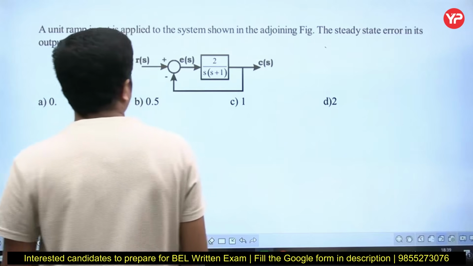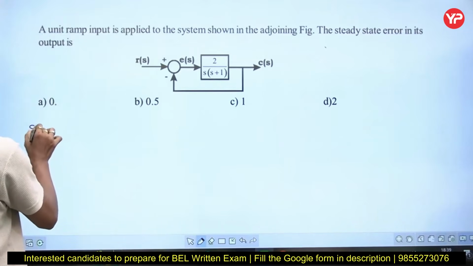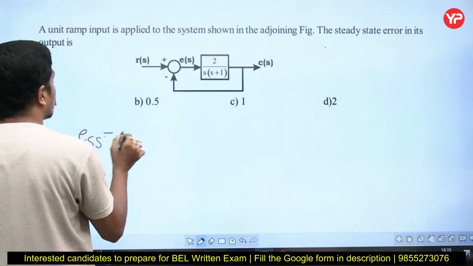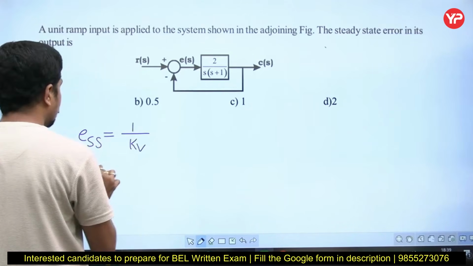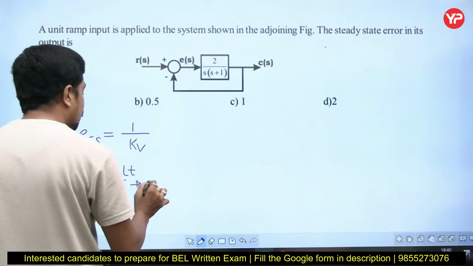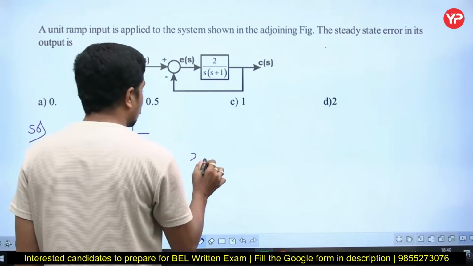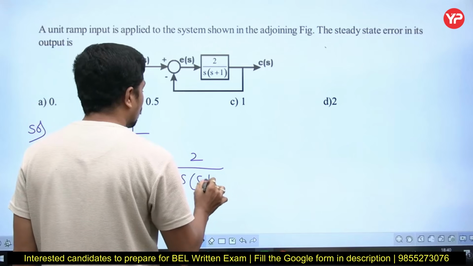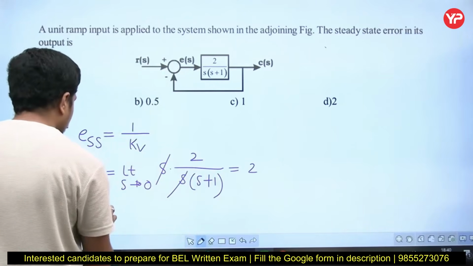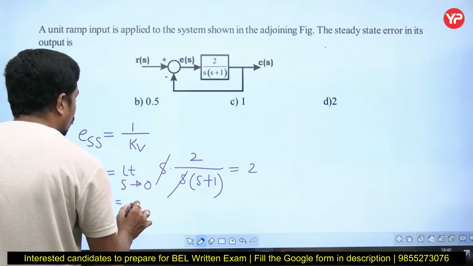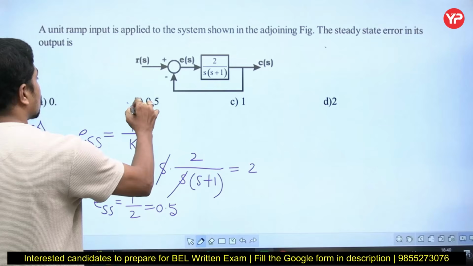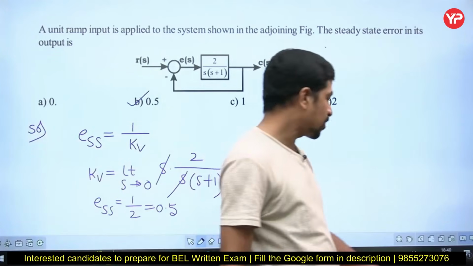A unit ramp input is applied. Then he's asking about steady state error. What is the steady state error formula? ESS is equal to 1 by Kv. What is Kv? Kv is equal to limit s tends to 0 of s into G(s)H(s). What is your G(s)H(s)? 2 by s into (s plus 1). S is gone, you are left with 2. Now ESS is equal to 1 by 2, that is equal to 0.5. Choice is B.